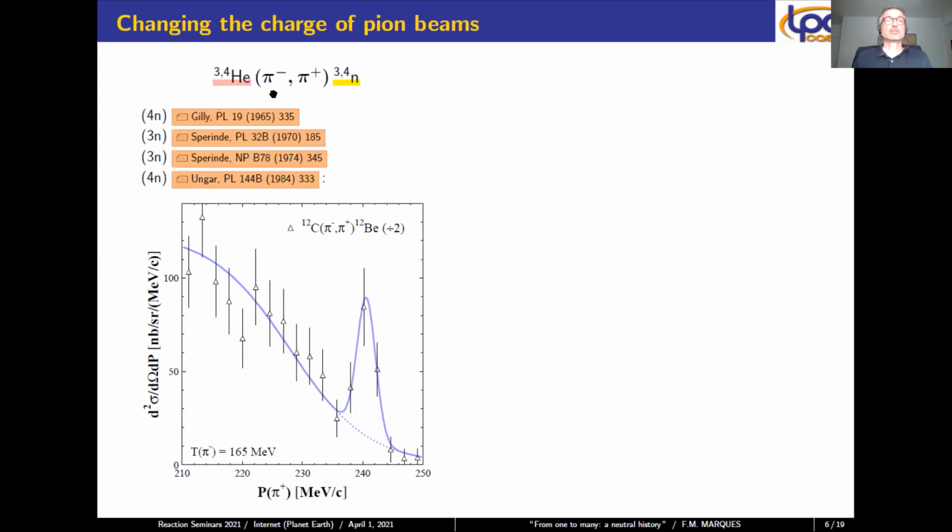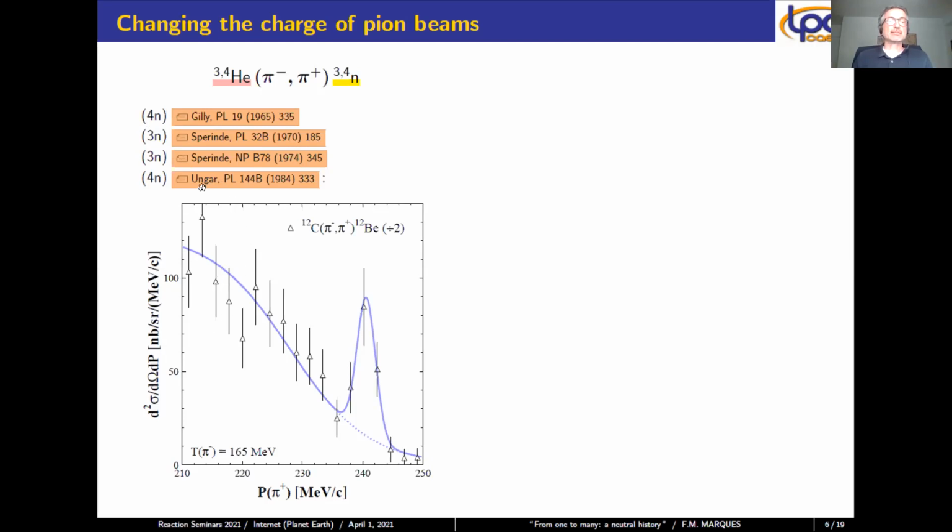Of course, since you only have 3 and 4 helium targets, you can only access 3 or 4 neutrons. So the first experiments, again in 65, very early, they found some enhancements, but the data were poor, and in the end they were able to explain the enhancements with just phase space. And here, this is an example from 1984, that is quite clear.